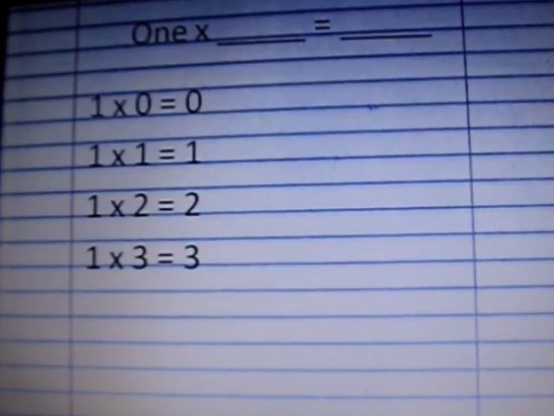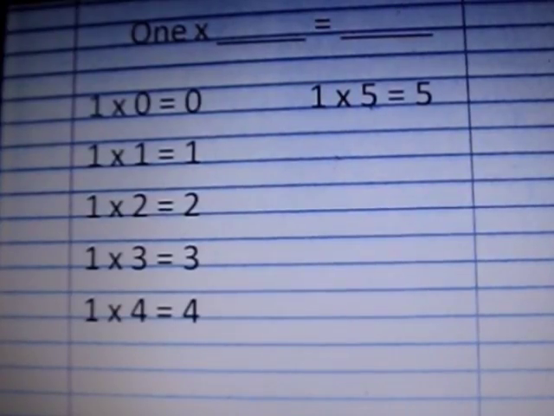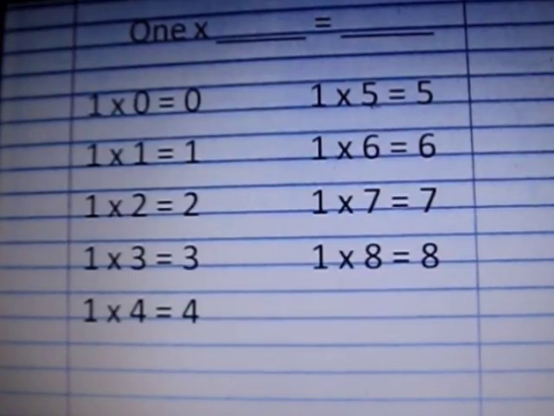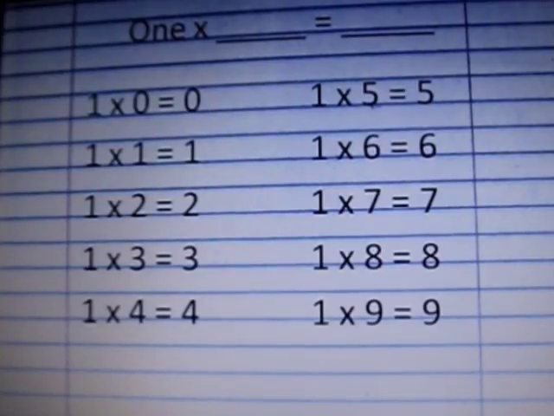Now I want to hear you counting. 1 times equals. Let's go. 1 times 0 equals 0. 1 times 1 equals 1. 1 times 2 equals 2. 1 times 3 equals 3. 1 times 4 equals 4. 1 times 5 equals 5. 1 times 6 equals 6. 1 times 7 equals 7. 1 times 8 equals 8. 1 times 9 equals 9. Great job, everybody!